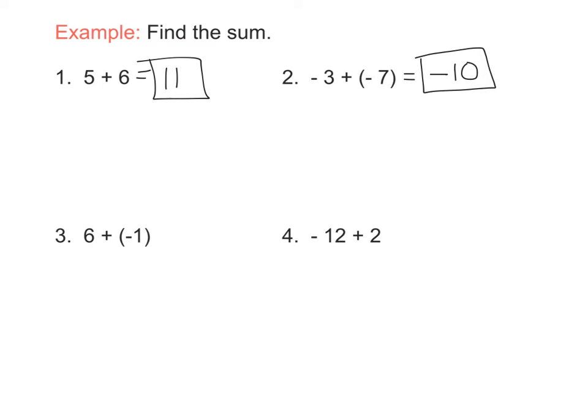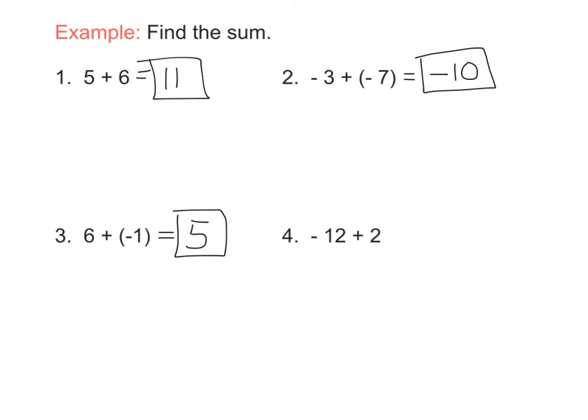For number 3, we have 6 plus -1. So here we have different signs. We have a +6 and a -1. So here the number with the larger absolute value is 6. So we're going to use the sign from that number. So our answer should be positive. And then we're going to subtract the numbers. So 6 minus 1 is going to give us a +5.